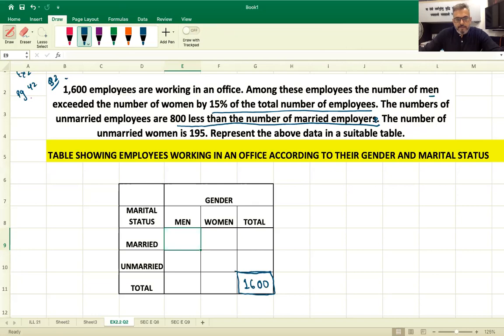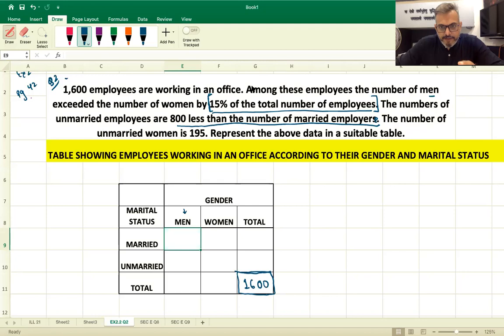Among these, the number of men exceeded the number of women. By how much? I'll make a bracket over here. You also make a bracket. By 15% of the total number of employees. Once again, I'm reading, please be careful. Among these 1600 employees, the number of men exceeded the number of women, that is, how many more men than women? 15% of the total number of employees. I'll do the working over here. You do below the table.